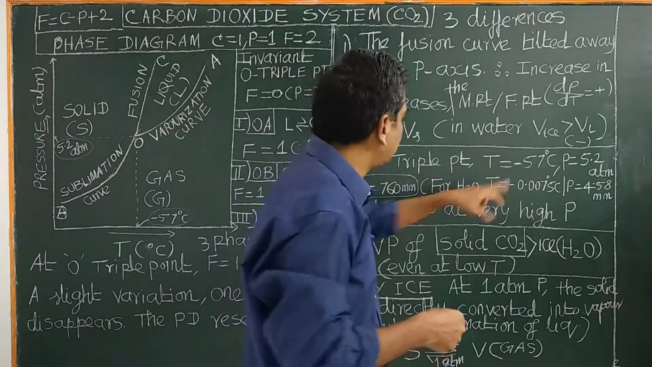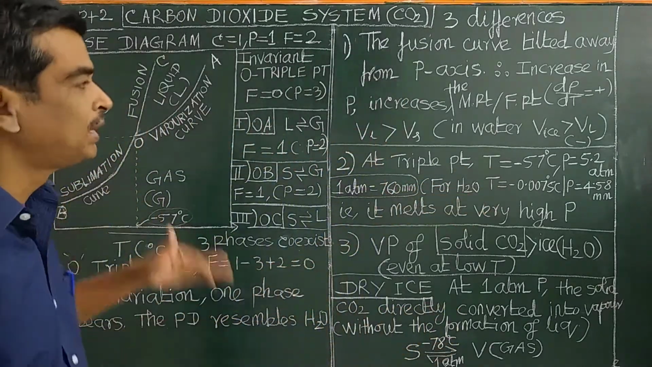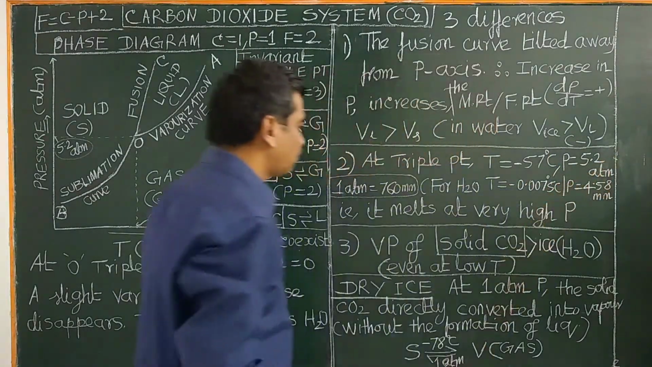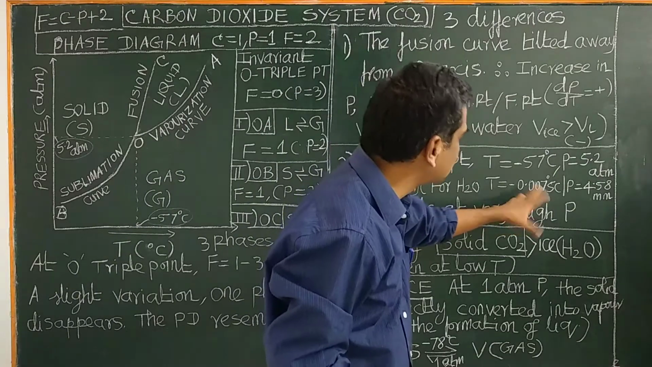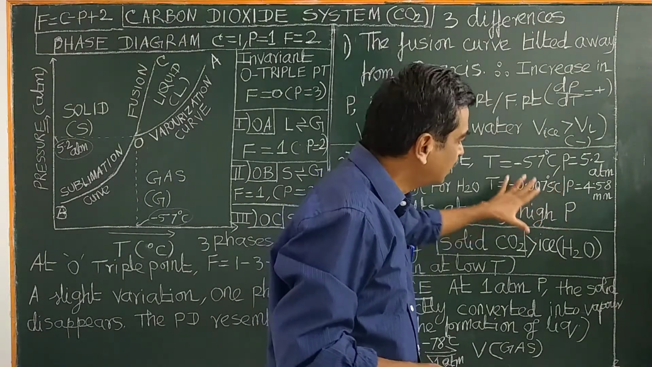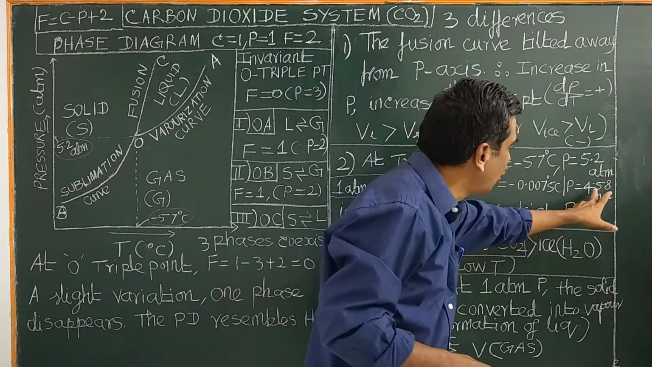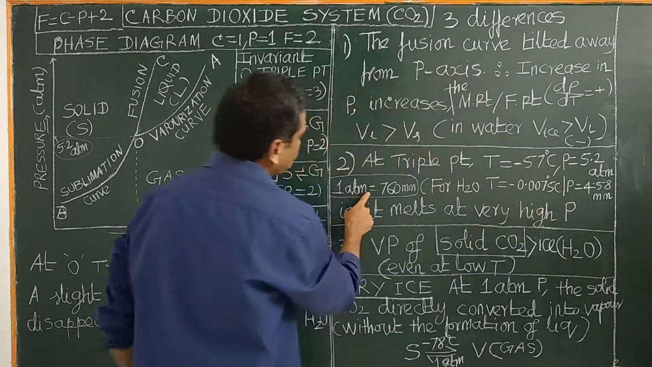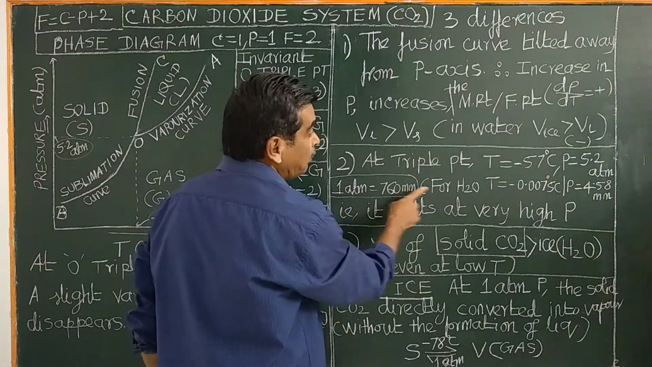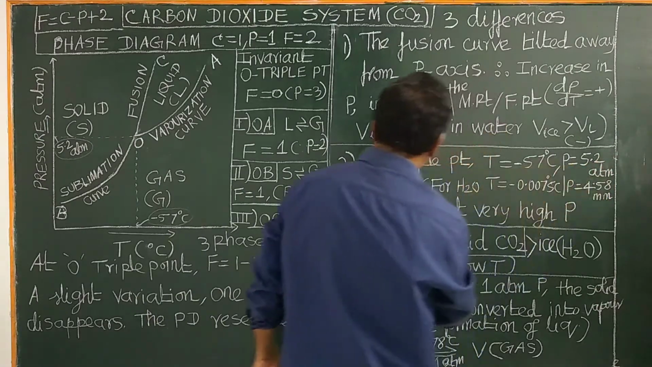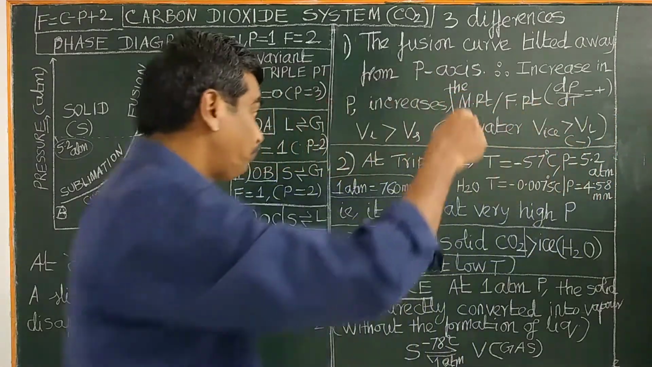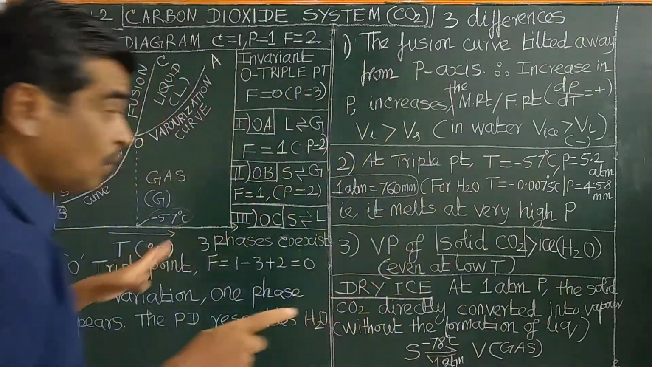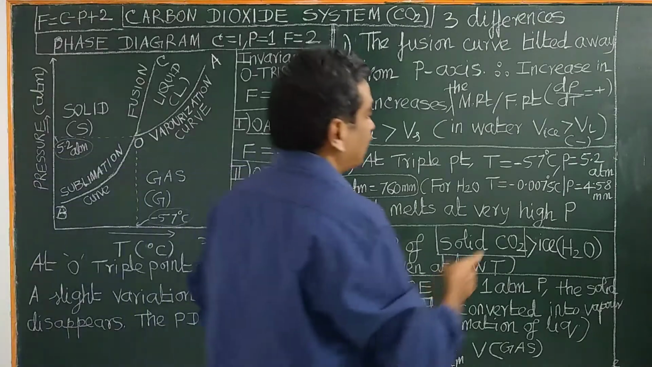Next, at the triple point, it is an invariant system, the degree of freedom is 0. For carbon dioxide the temperature is minus 57 degrees Celsius and the pressure is 5.2 atmosphere. For water, T is minus 0.0075 degrees Celsius, which is nothing but 0 degrees Celsius, and the pressure is 4.58 millimeter. See, 1 atmosphere is equal to 760 millimeters, therefore this is 5.2 into 760 millimeters. The pressure is very high for carbon dioxide at the triple point.